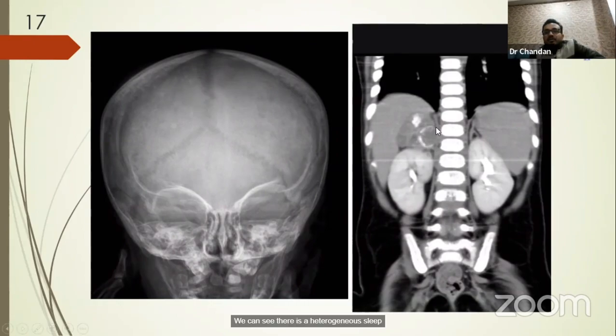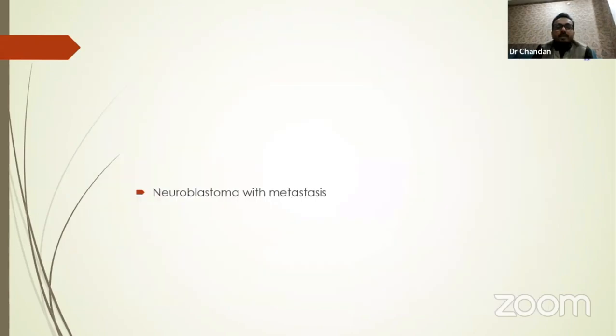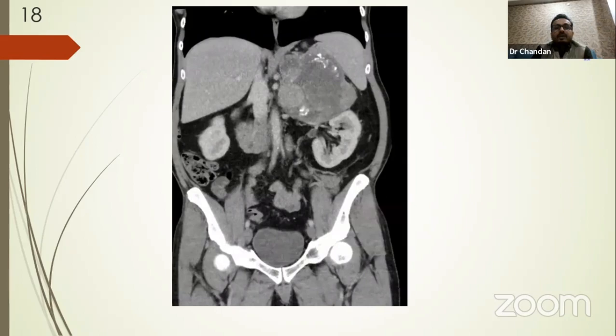We can see a heterogeneously enhancing lesion in the suprarenal location with coarse, chunky, arc-like calcification seen in the lesion. So it is indicative of neuroblastoma. So it was a case of neuroblastoma with metastasis.